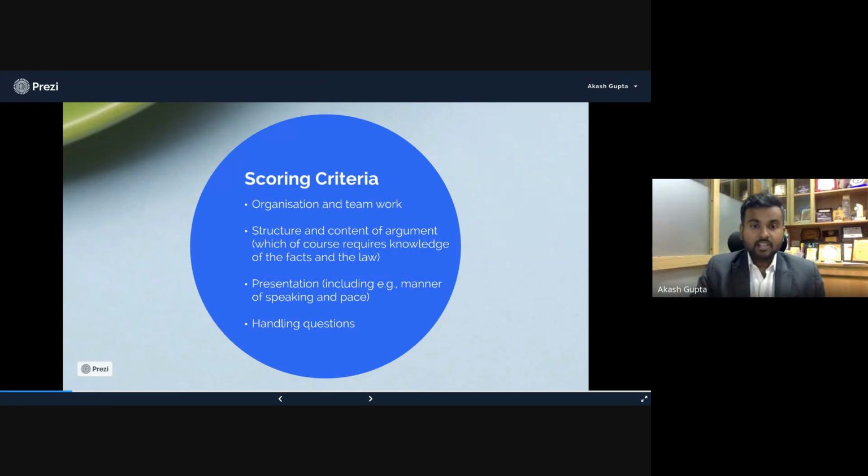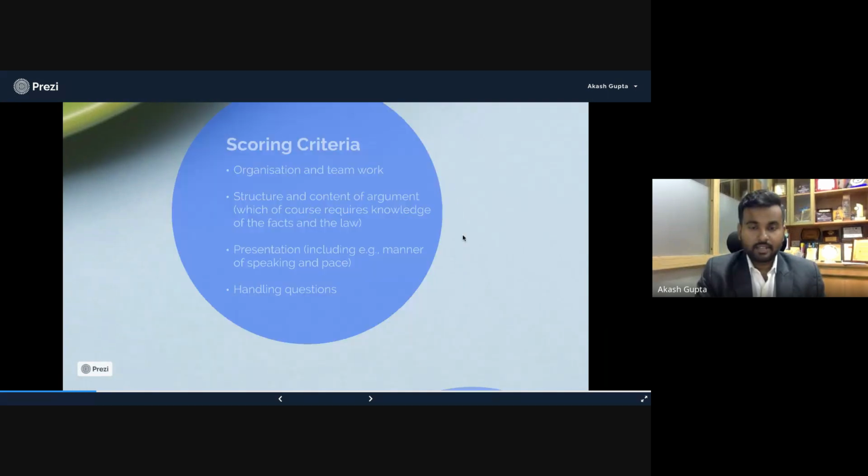Last one is handling questions. If you look at the brochure for this particular training, one of the pointers in my session today is how do you respond to judges? So these are the majority of the scoring criteria in the moot competitions. Sometimes you need to also look at what your judges are going to mark you upon, because unless you understand the criteria, you can't start preparing for that. So please start reading the scoring criteria because it's already there in your moot brochures. That's the first part you have to look at.